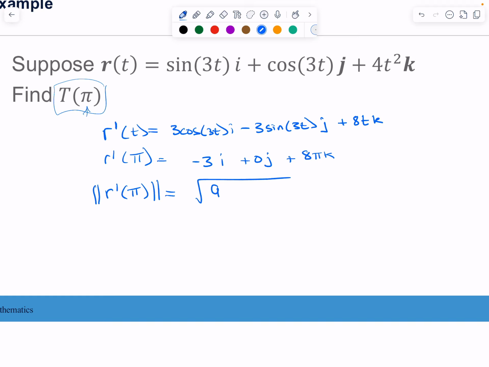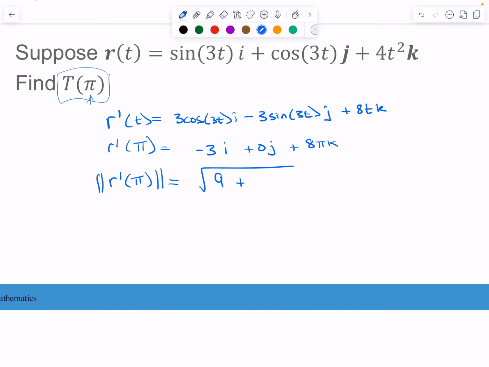So this will be the square root of 9. We'll leave the 0 out of it because we don't need it. And then 64 pi squared. Okay, so the unit tangent vector is the velocity, or r prime, divided by the magnitude of velocity. Magnitude of velocity, by the way, is also the speed of an object. How fast are you moving?